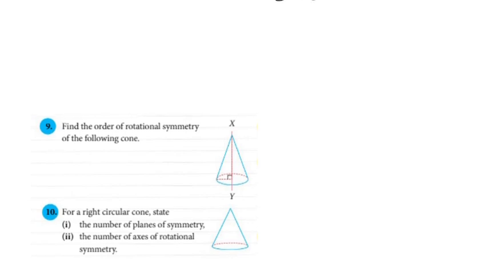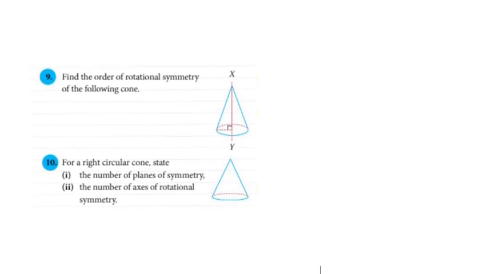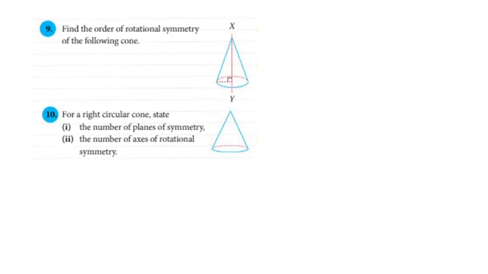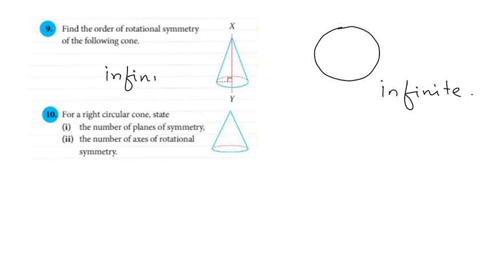Moving to the next question, question number 9: find the order of rotational symmetry of the following cones. So how many times do we rotate this to get the same image? Keep in mind that a circle has infinite order of rotational symmetry, and so have the cones. A cone has infinite order, so you just need to write its order to be equal to infinite.